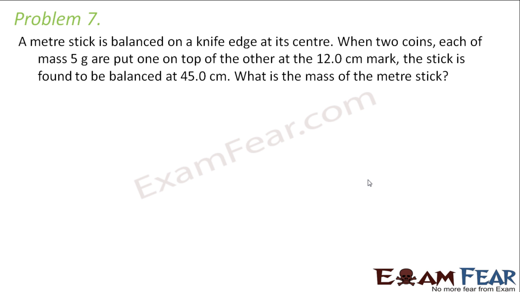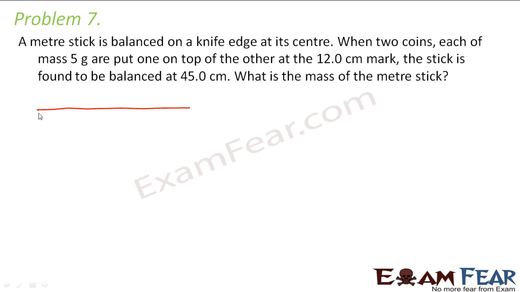Let us look at the seventh problem. It says a meter stick is balanced on a knife edge at its center. When two coins, each of mass 5 grams, are put one on top of the other at the 12 centimeter mark, the stick is found to be balanced at 45 centimeters. So what is the mass of the meter stick?